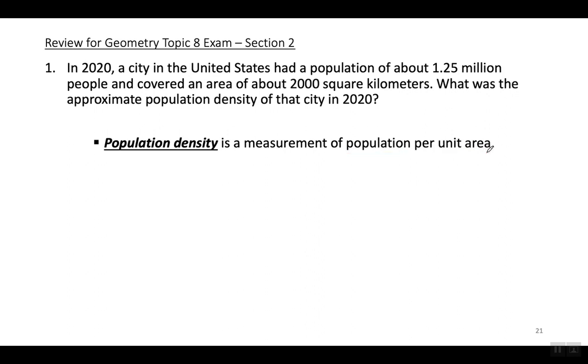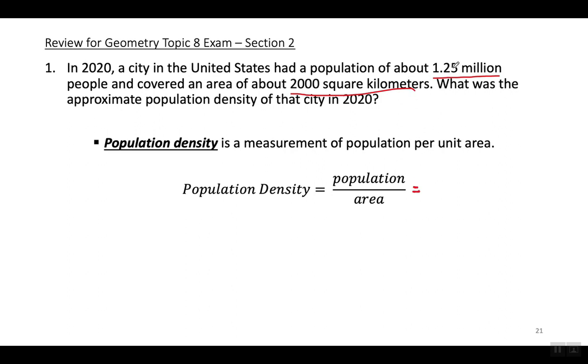So, for example, let me show you the formula for population density. The formula for population density is the population divided by the area, because population density is measuring how many people are in a given unit area. So for example, in this question, it says there are about 1.25 million people in an area of about 2,000 square kilometers. So that's simple. You're just going to put that into the formula. On the top, you put the population.